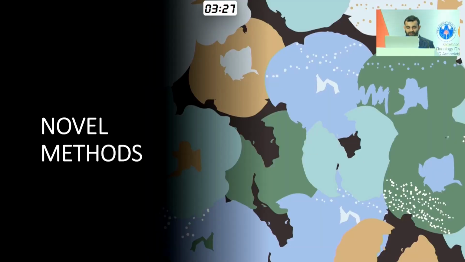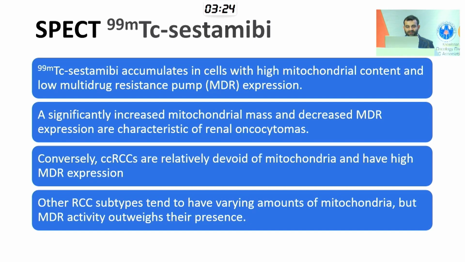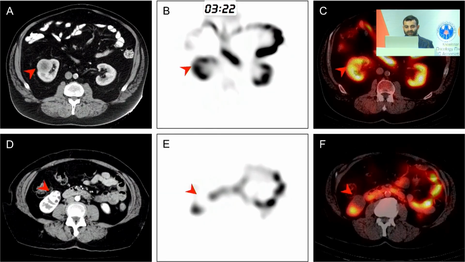And there are some other novel methods coming up, such as SPECT, Sestamibi scan, and in Sestamibi scan the uptake is higher in oncocytomas as compared to clear cell RCCs, as can be seen from this image. This renal mass on imaging and on isotope uptake shows higher isotope uptake, and was found to be oncocytoma, as compared to this renal mass which didn't show any isotope uptake and was later found to be clear cell RCC.